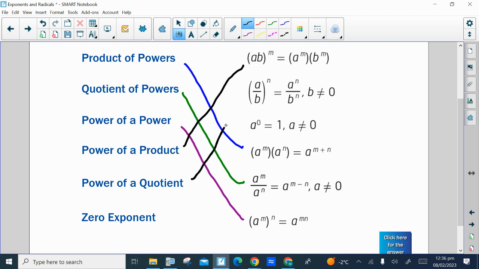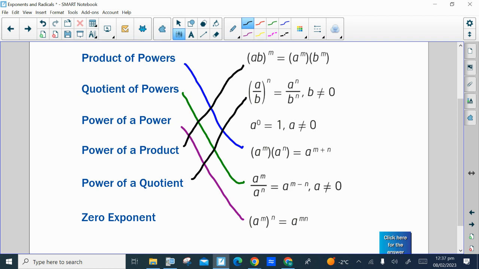Same thing with power of a quotient. A quotient means division, where you have a division, a rational expression raised to a power. Well, both the top and the bottom are raised to that power.